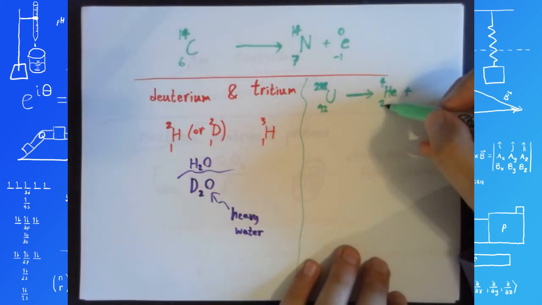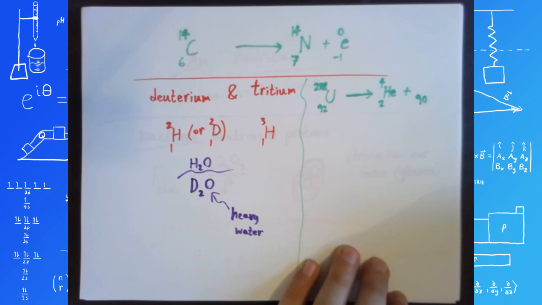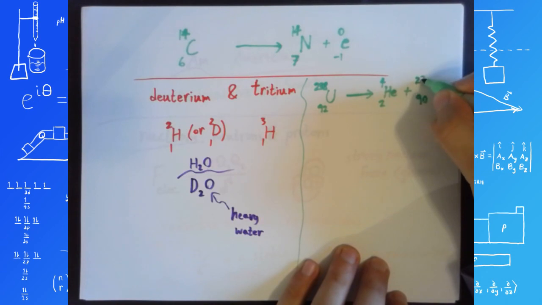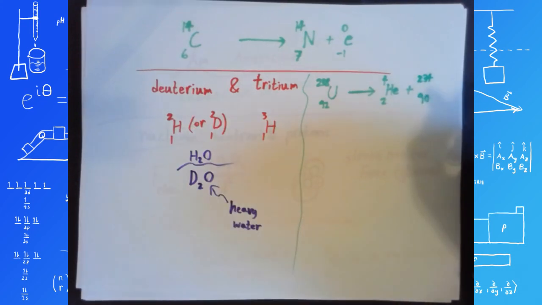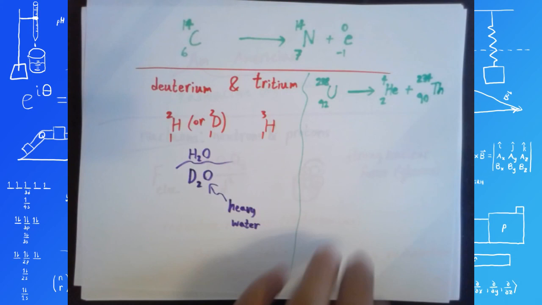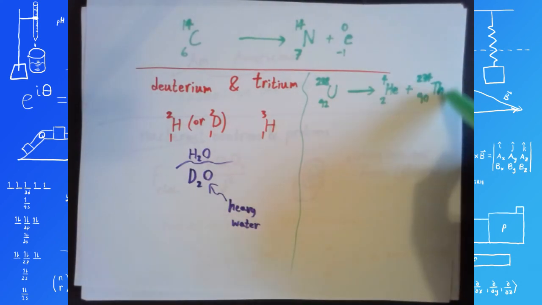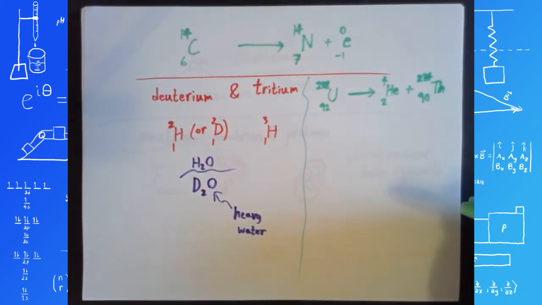So if this is an atomic number of 2, then that means we've got an atomic number of 90. 90 plus 2 is 92. And then 238 is equal to 4 plus 234. Okay. For element number 90, what is that? Element number 90 is thorium. So when uranium undergoes alpha decay, it emits an alpha particle and turns into a thorium atom.